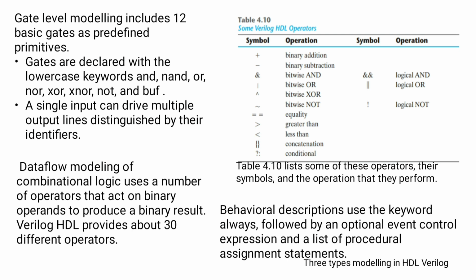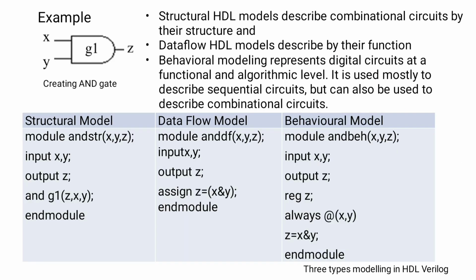Behavioral descriptions use the keyword always followed by an optional event control expression and a list of procedural assignment statements. This figure shows the list of operators that are used in data flow modeling. In gate level modeling or structural modeling, we have to use the system primitives, which are called predefined primitives, to implement the logic circuit. If a single input is required at many places in the circuit, then by using proper identifiers it can be used. Now we shall take up an example, creating an AND gate in Verilog.